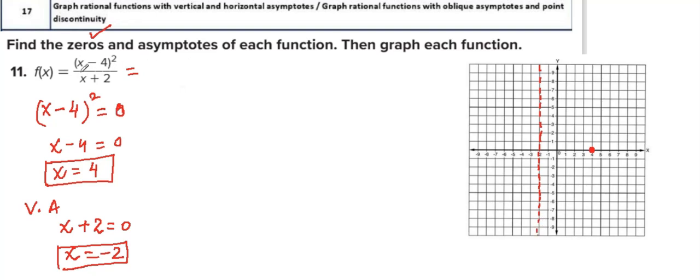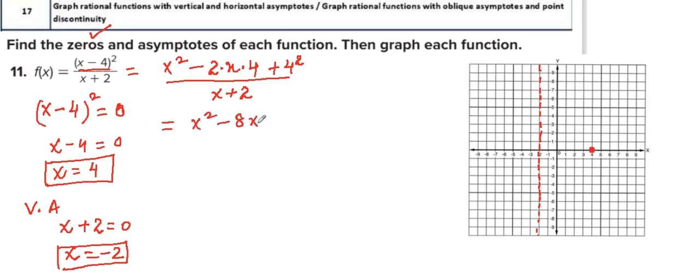Now I will open a minus b whole square. You need to apply here the formula: a square minus 2ab plus b square, where a is x and b is 4. So (x minus 4) whole square divided by x plus 2. Why I'm doing this, I will let you know. X square minus 8x plus 16, divided by x plus 2.